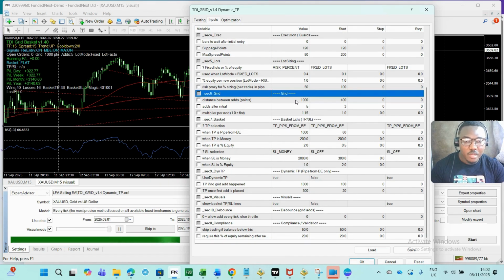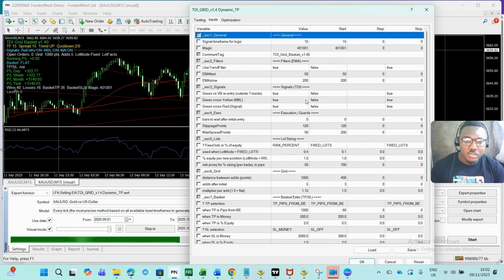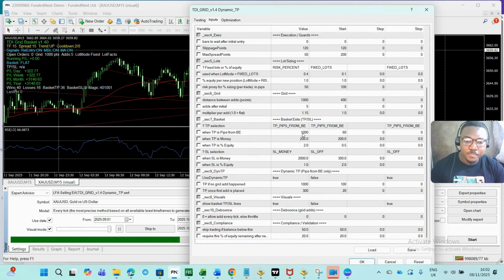All right, so let's talk about grid. So the grid step is to say, what distance do you want for it to take the next grid step? So as you can see in my own example, I set it to 100 pips, and because this is gold, it moves a lot. So if you are trading small pairs, you can set it to 30 pips or something. If you want to set it to, let's say, 30 pips, just put 30.